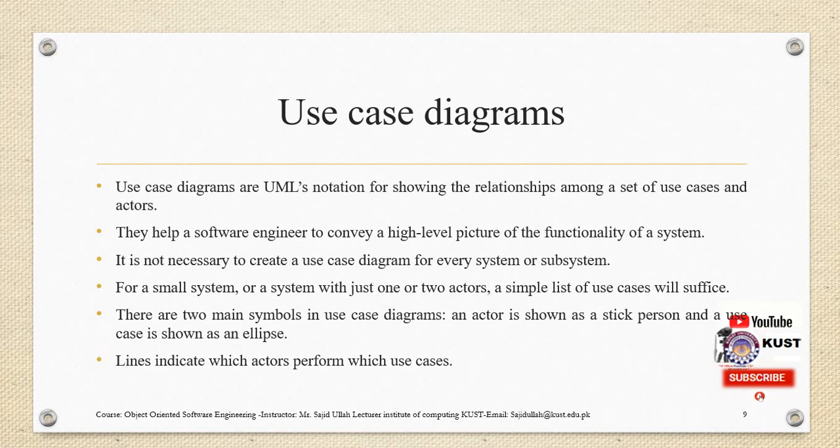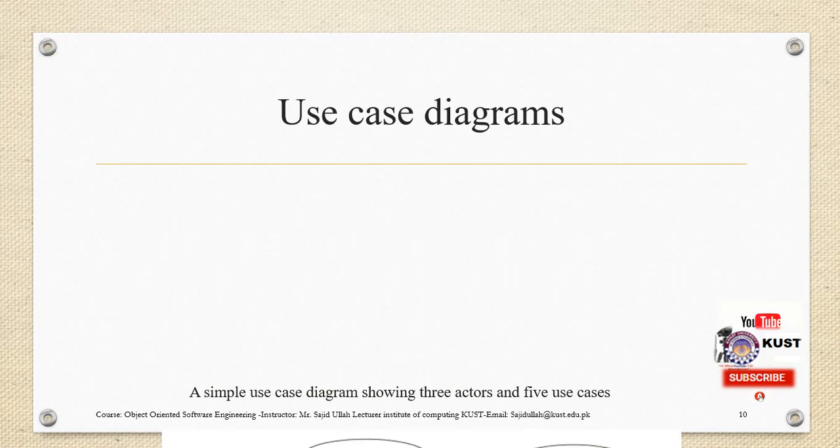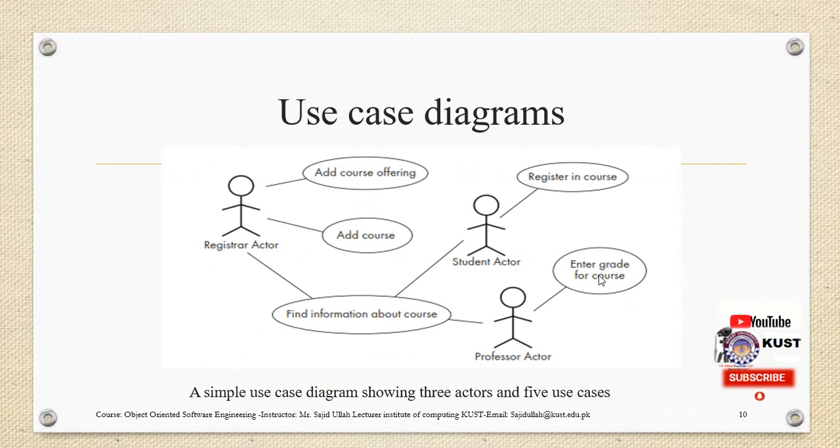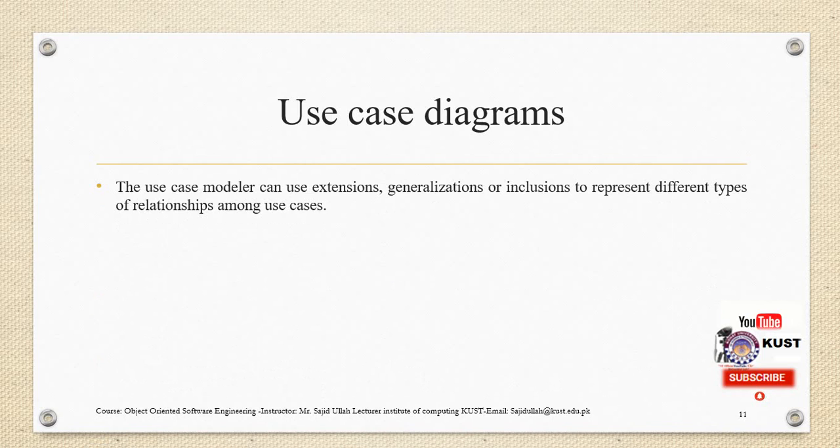There are two main symbols used in the use case diagram. One is the actor, shown by a stick person. The use case is shown as an ellipse. A line indicates which actor performs which use case. For example, we can see the 5 use cases: enter a grade for a course, register in a course, find information about the course, add course offering. There are 3 actors. Then the lines show the relationship among these use cases.